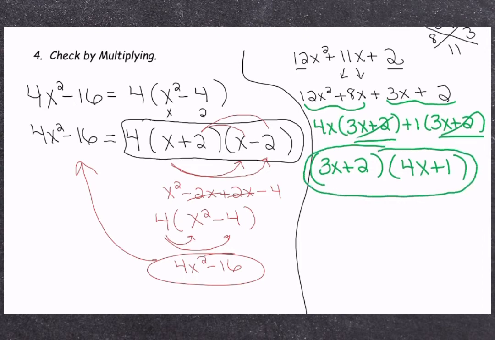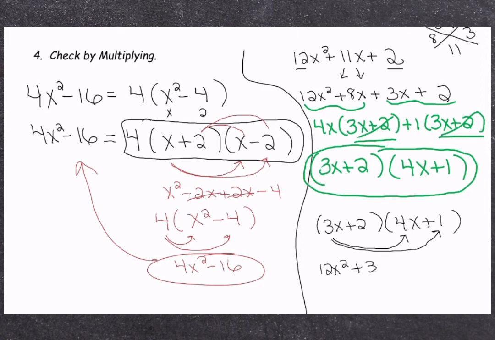And let's say, hey, I want to check this to make sure I got the right answer. What you would do is just multiply it together and see if you get the original problem back. So I'm going to FOIL this out by doing this times this. This will be 12x squared. Then 3x times 1. That'll be 3x. Then you do 2 times 4. That'll be 8x. And then 2 times 1. That'll be 2. Combine my terms in the middle. 12x squared plus 3x plus 8x, that's 11x, plus 2. That looks like the original. That's how I know I got it right.